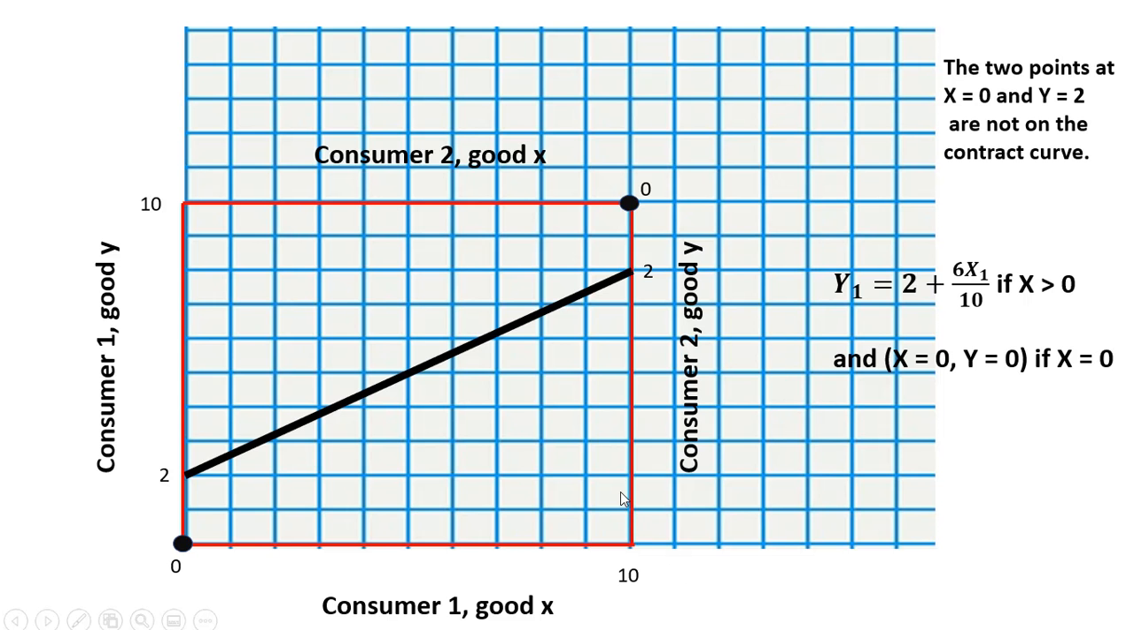So graphing the contract curve here, we have it going from y equals 2, x equals 0, to consumer 2's y equals 2, x equals 0. But again, note the 2 points at x equals 0 and y equals 2 are not on the contract curve. So those are not on the contract curve. I will point out, however, that x equals 0 and y equals 0, these two origins, are part of the contract curve. It would be impossible to give one consumer more of a good at the expense of the other consumer without making one of them worse off if we're at the two endpoints here at the origins.